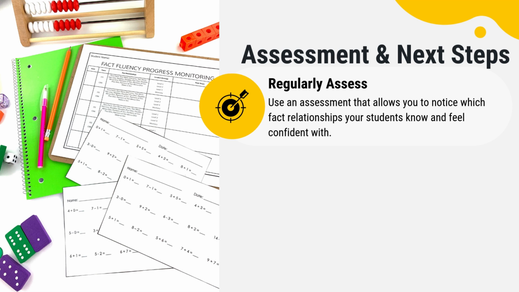So we've now talked about which types of facts your students need to learn and be able to solve with fluency or from memory at a variety of grade levels. And we've talked about the layers of fact fluency, the fact relationships, leveled strategies, and leveled supports that we can use to support our students in becoming fluent. And now we're going to talk about the assessment and the next steps.